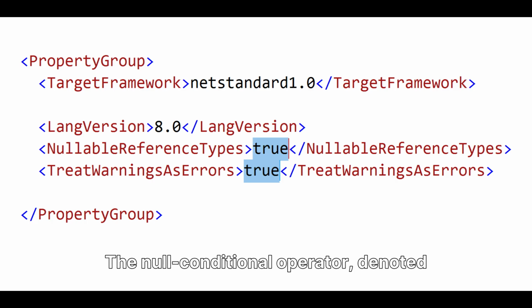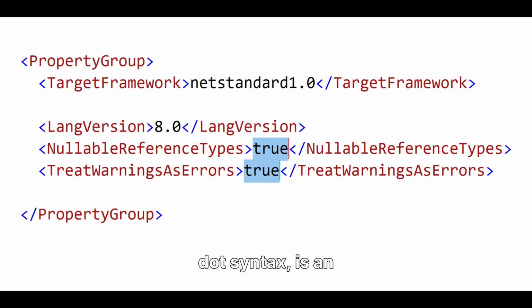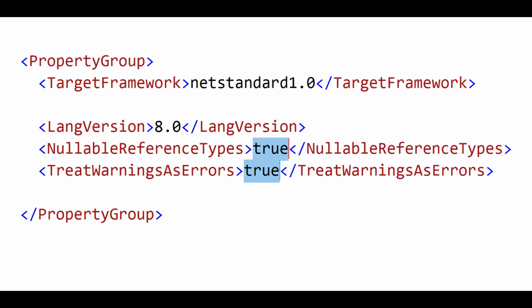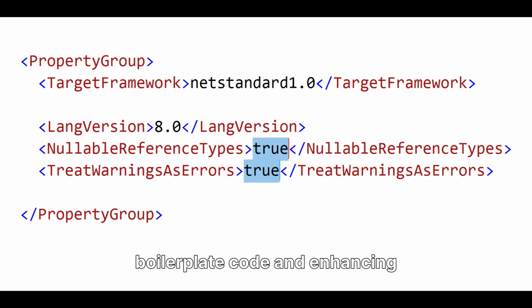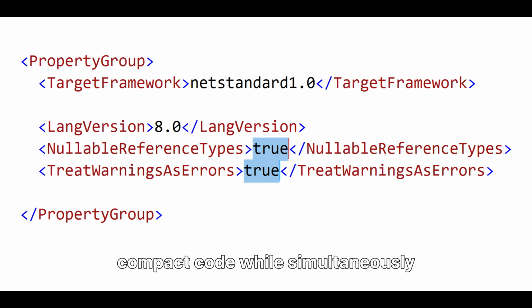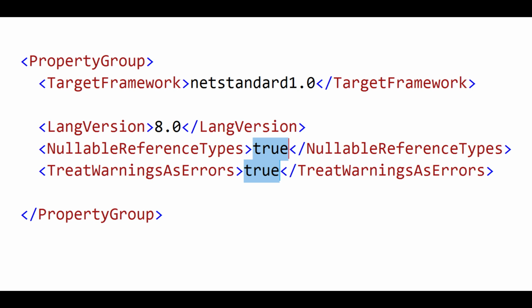The null conditional operator, denoted by the ?. syntax, is an incredibly elegant and concise feature designed to safely access members or elements of an object only if that object is not null. This operator provides a streamlined alternative to verbose if-object-is-not-null checks, significantly reducing boilerplate code and enhancing readability. It allows you to write more expressive and compact code while simultaneously preventing null reference exceptions by gracefully handling situations where an object might be null before attempting to dereference it.